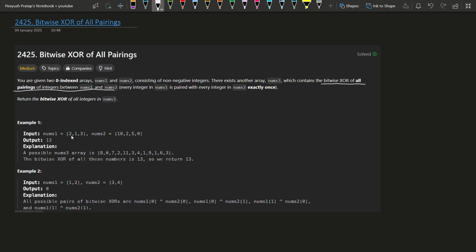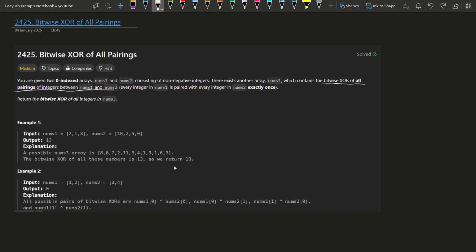That means if you see, the XOR of 2 and 10 is 8, and then XOR of 2 and 2 is 0, as we have seen with the property. Then XOR of 2 and 5 is 7, we have seen already. XOR of 2 and 0 is 2. Similarly XOR of 1 and 10 is 11. So like this we have this array nums3, and in the end we are doing the XOR of all the elements, which is equivalent to 13. That is written here: return the bitwise XOR of all integers in nums3, 13.